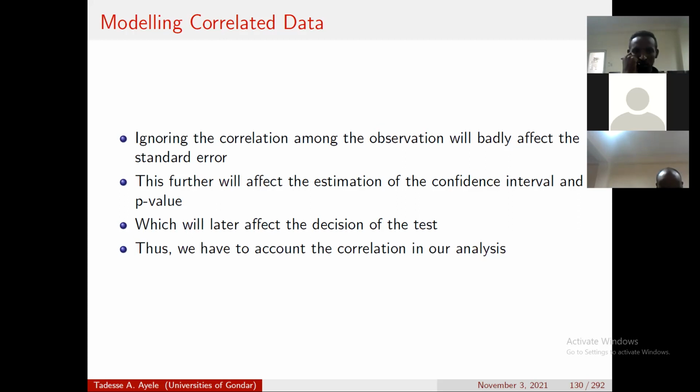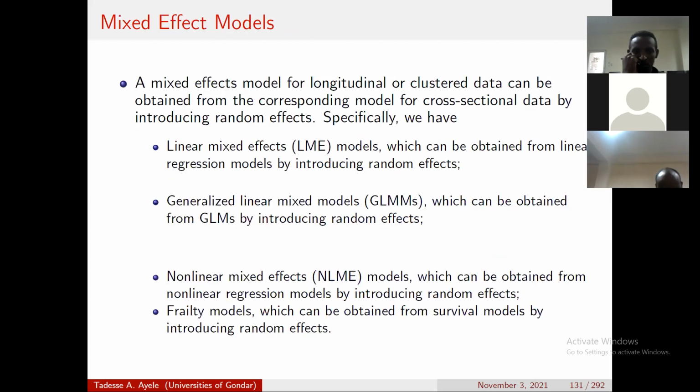So, coming to the modeling, if you have heard, there is a model called the mixed effect model. I tried to touch on it in Chapter 1 last time. A mixed effect model for longitudinal or cluster data can be obtained from the corresponding model for cross-sectional data by introducing random effect. Especially, we have the linear mixed effect model, which can be obtained from linear regression.